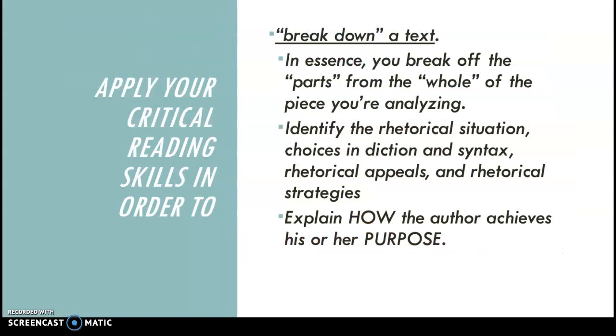So what you're going to do is apply your critical reading skills in order to break down the text. In essence, you break off the parts from the whole, right? We talked a minute ago about ethos, logos, and pathos, or the emotional appeals, the logical appeals, the character appeals, right? Those are parts of the whole. And even in those parts, you may notice that an author is using a lot of figurative language or similes and metaphors to appeal to the emotions of the audience, right? That again is breaking off a part from the whole.